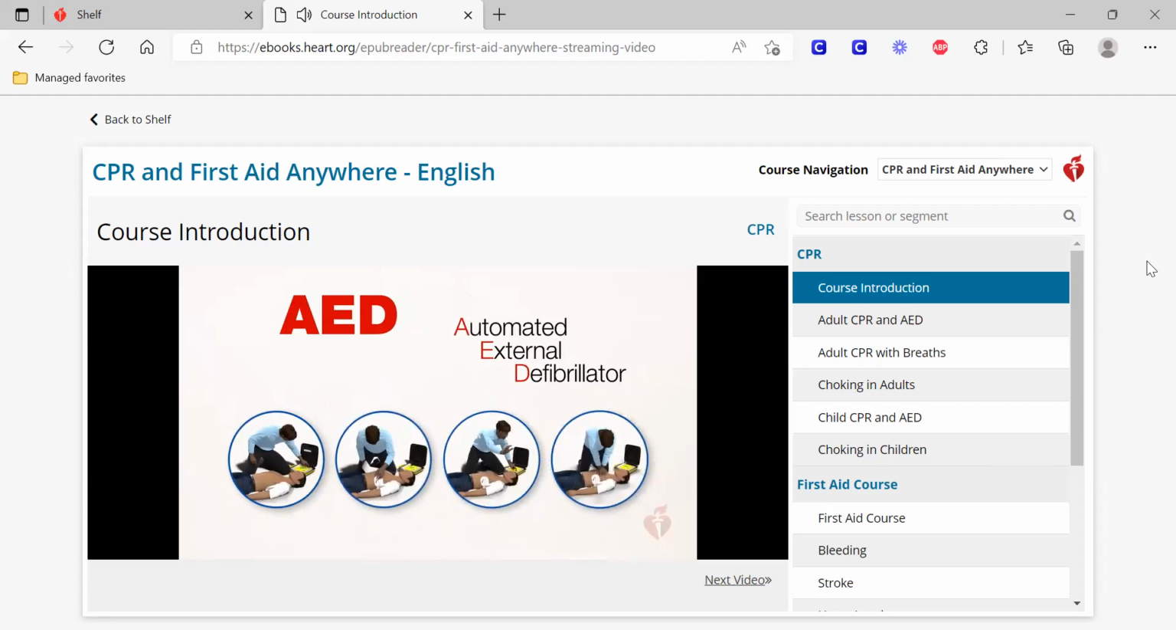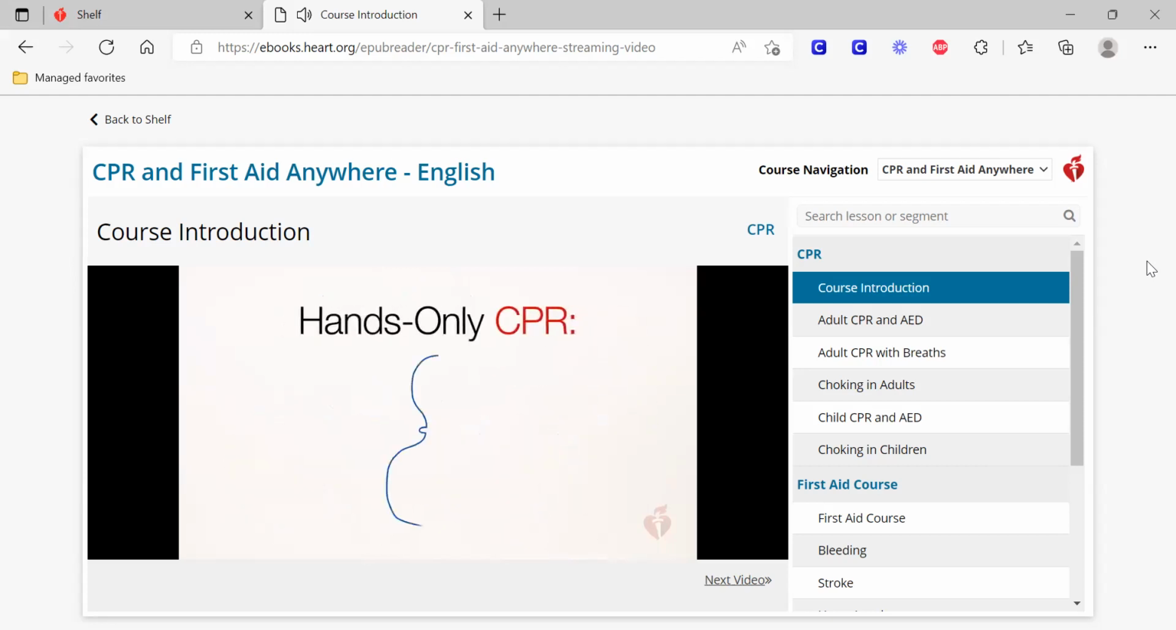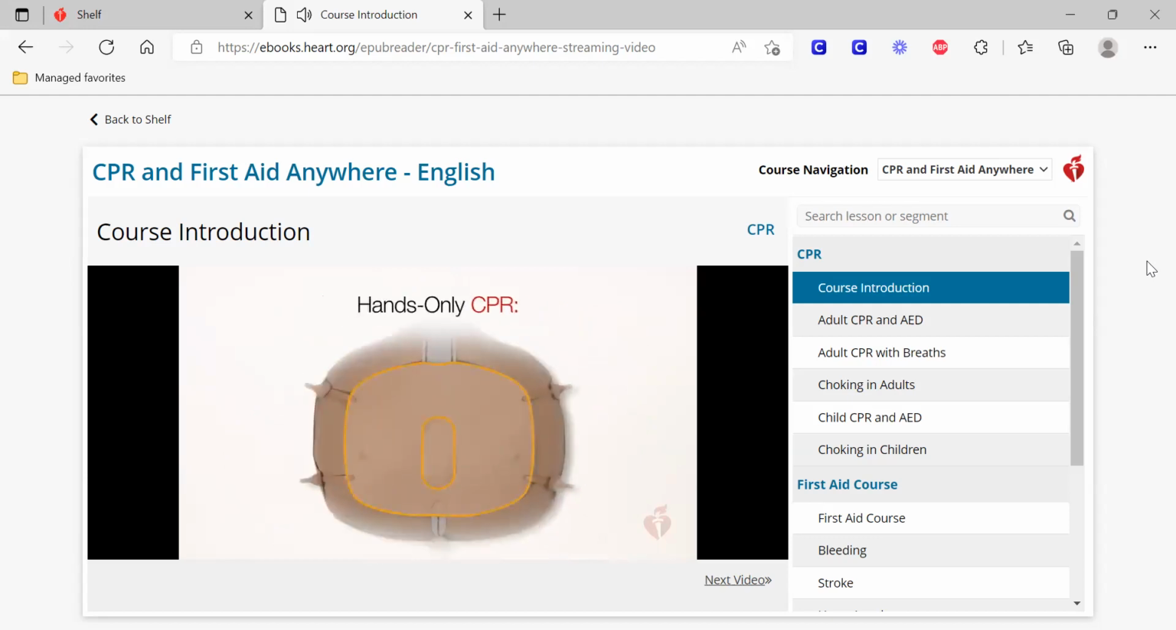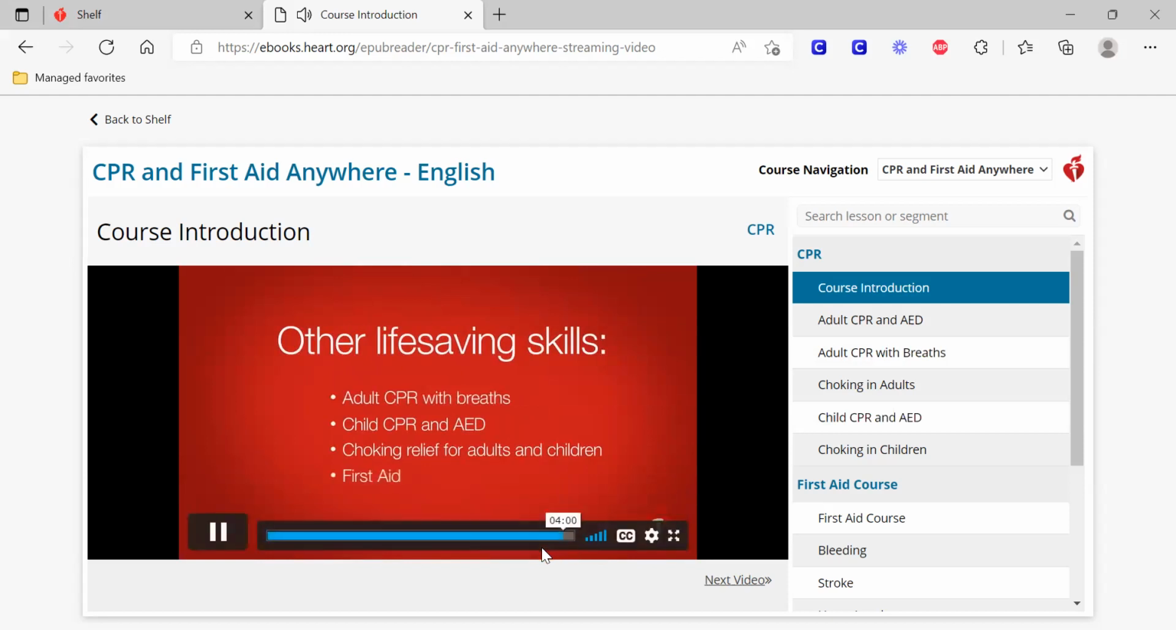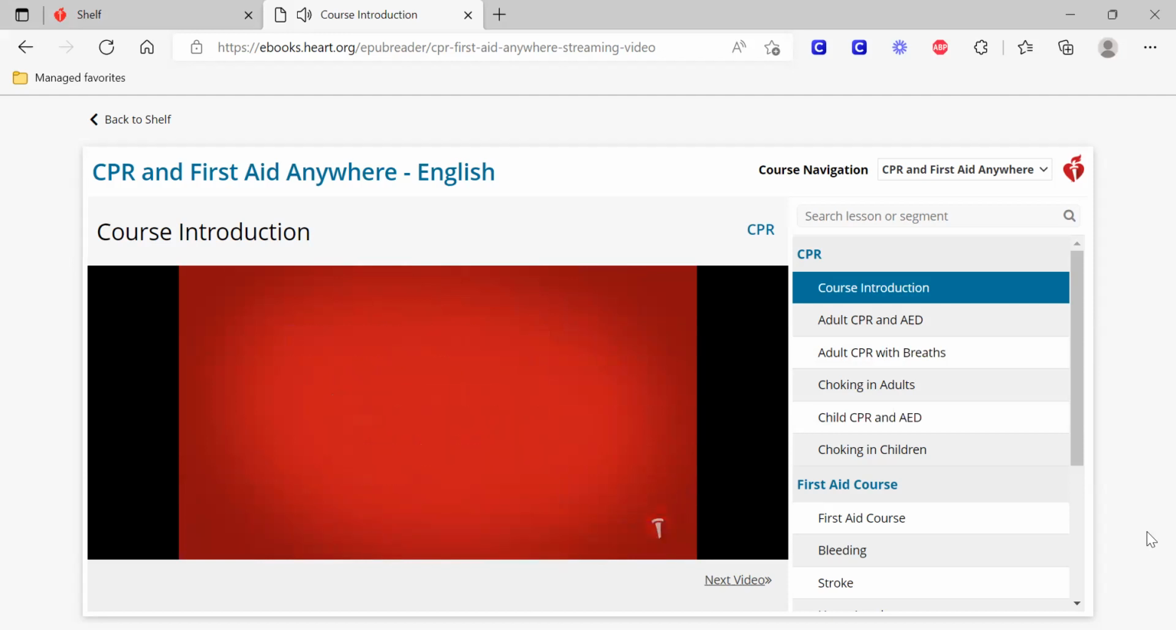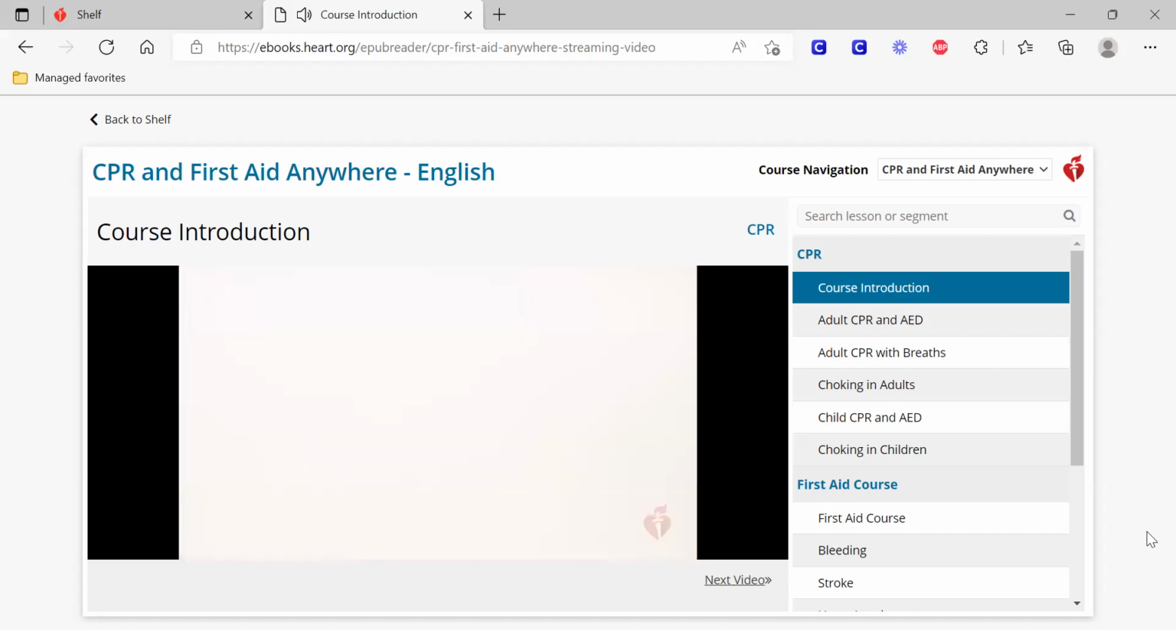The first method you're going to learn is called hands-only CPR, which means you only have to give compressions by pushing hard and fast in the center of the chest on the breastbone. You don't have to give breaths. After you've learned hands-only CPR, you'll have the option of learning CPR with breaths and choking relief for adults and children. Let's talk about how CPR saves lives and when a person needs it.